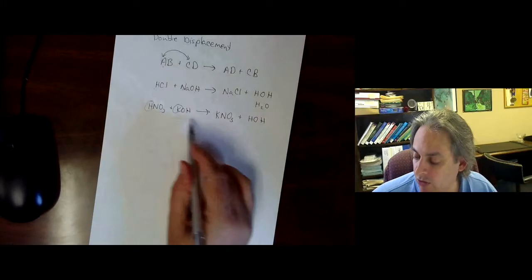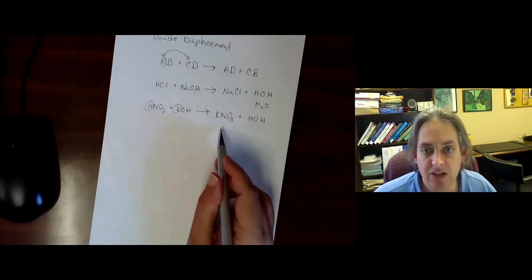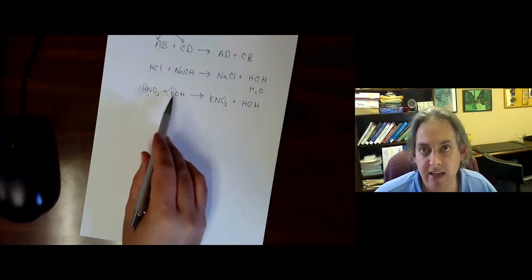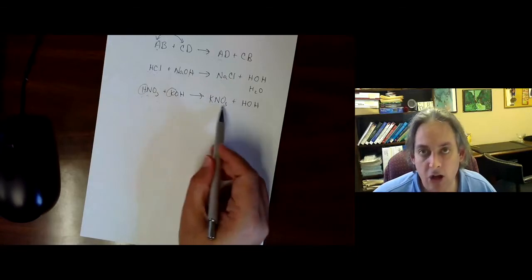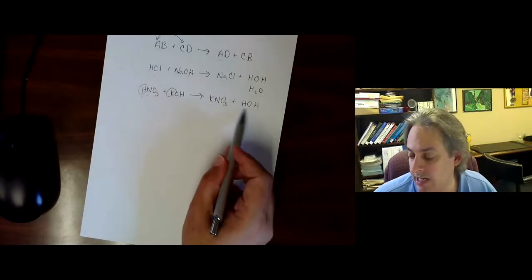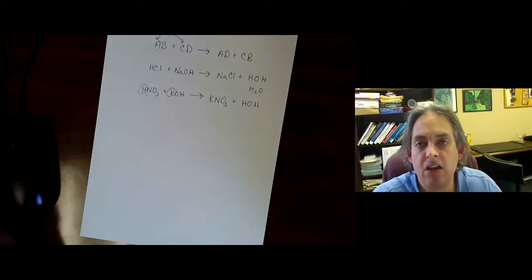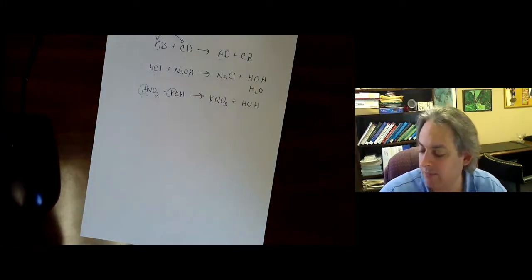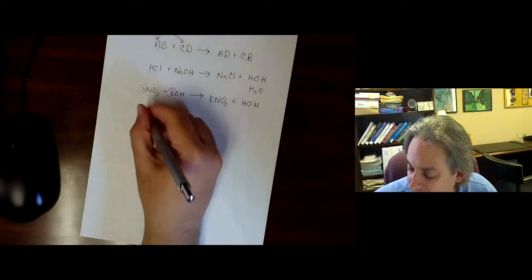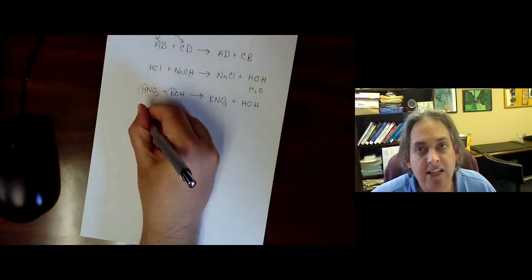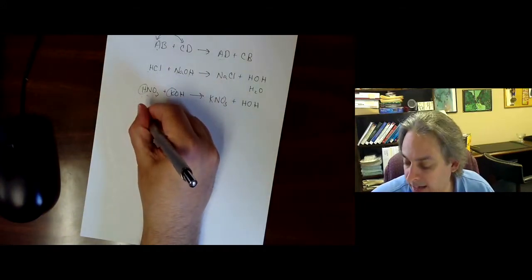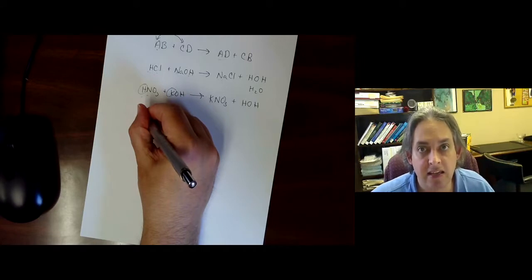And so this is a neutralization reaction. We have an acid and a base making a salt, in this case potassium nitrate, and water. Now some neutralization reactions can produce a gas, and let's look at an example of that. So a reaction that you probably have done in the past is baking soda and vinegar.